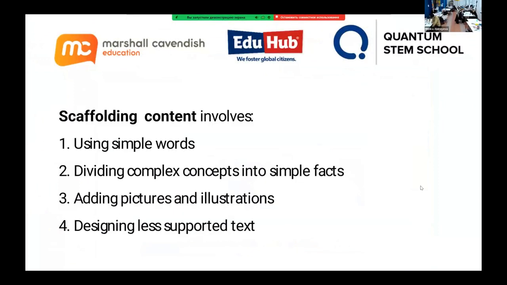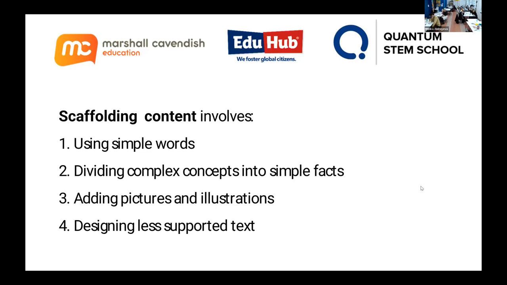So let's get to know it. What does scaffolding content mean? Very simple words. While you're teaching science, you may notice that words are very complicated, so you can replace them with simple words. Okay? Dividing complex concepts into simple facts. Right? There can be big, long, grammatically complex sentences, which can be divided into small sentences and facts. All right? And adding pictures and illustrations obviously can help.